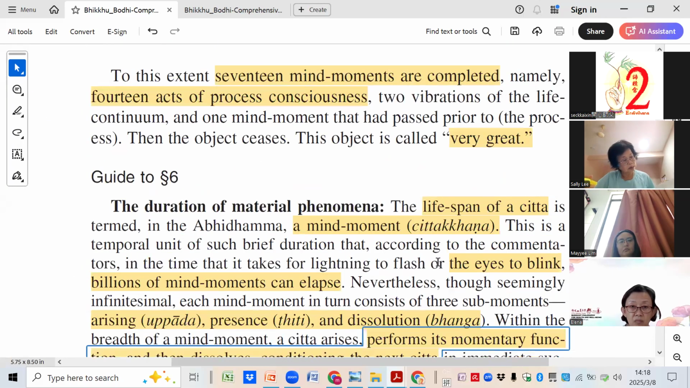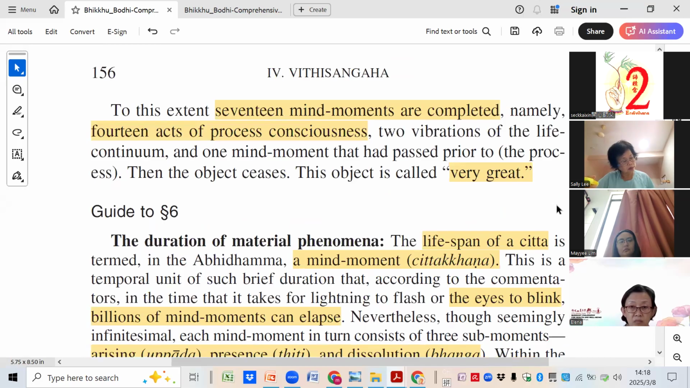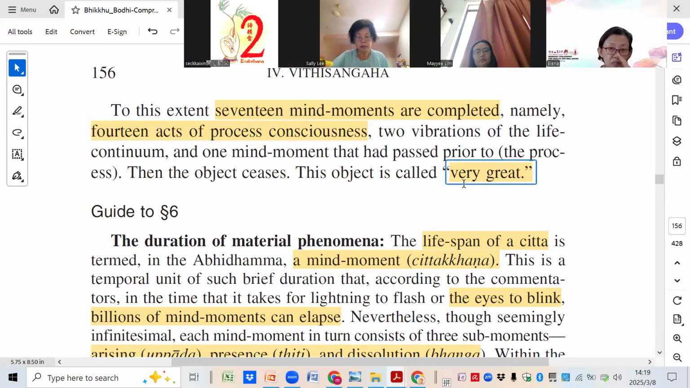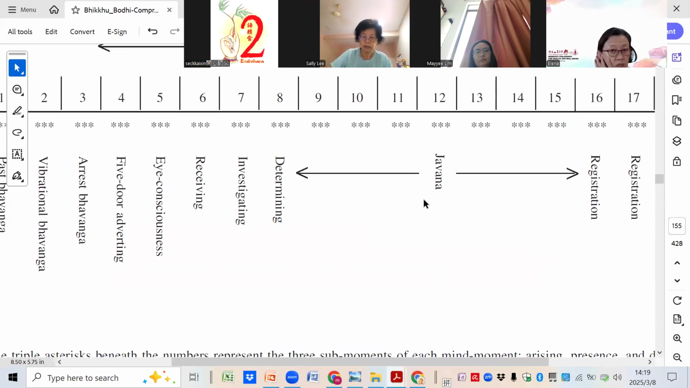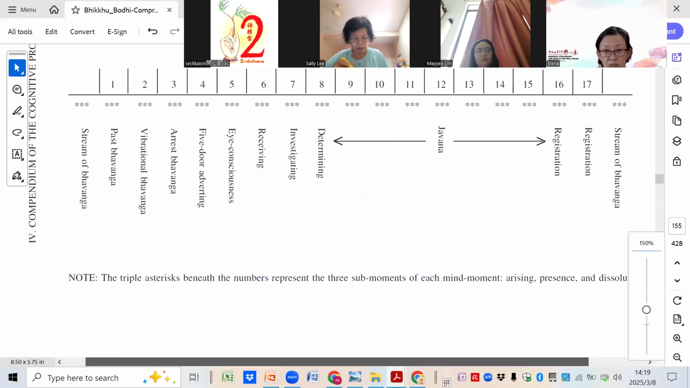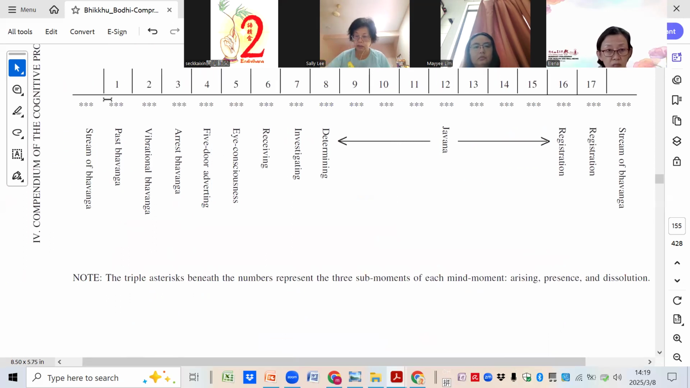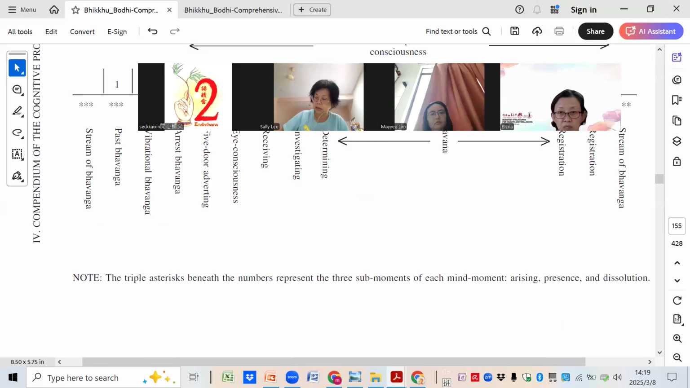So actually, we got 4 types of the object. Number 1 is the very great, second is the great, third is the slight, fourth is the very slight. That's the difference only. Basically, once we talk about a very great object, it means the impact can happen from past bhavanga until the registration. For example, why can it go so fast?